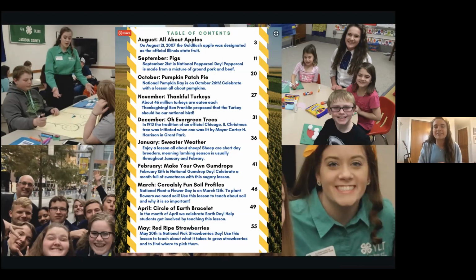So for example, in August 2007, the Gold Rush apple became our official state fruit. And so August is all about apples. Or October is a big pumpkin month, so they can make pumpkin patch pie. February 15th is National Gumdrop Day. So February is make your own gumdrops. And there's even an Earth Day lesson in April.